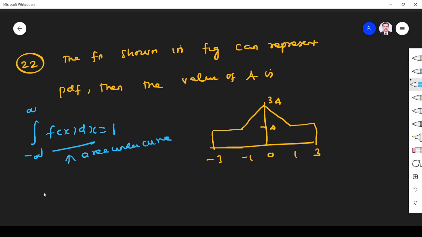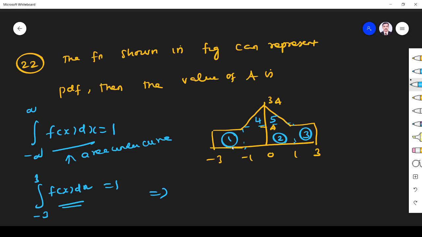Fine. Okay, so here the integral from minus 3 to plus 3 of f of x dx is equal to 1. So I have to find the area under the curve from minus 3 to plus 3. Up to this point it is a rectangle, I can find the area. Here also a rectangle, I can find the area. Here also there is a rectangle. This is one triangle, this is another triangle.